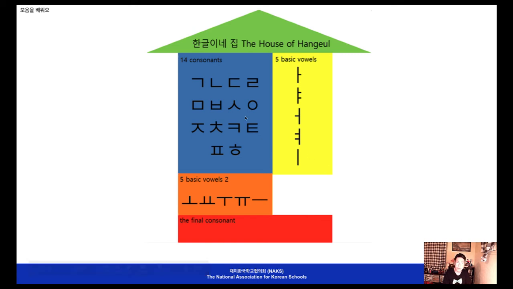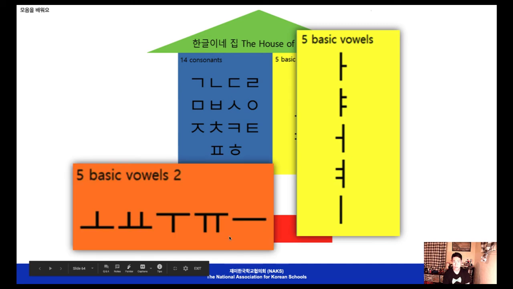So we have a rule here, the consonant and basic vowels. This one is a vertical vowel. It looks like a 짝대기. 짝대기 is like a vertical line, so it goes to the side. And these are the horizontal vowels. They go right in between. And for the final consonant, these vowels sometimes come at the bottom. Okay, so those are the basic vowels.